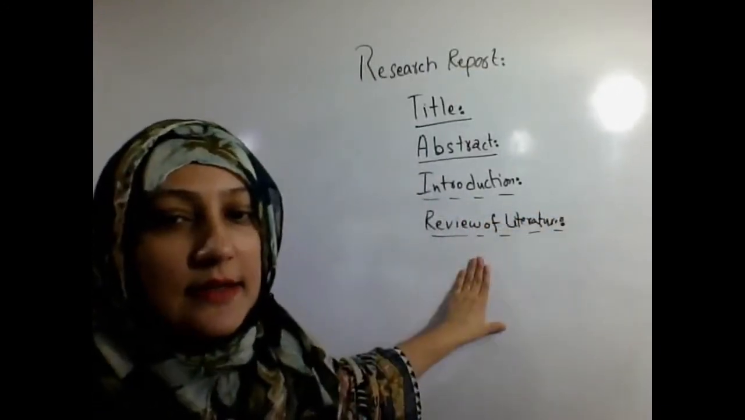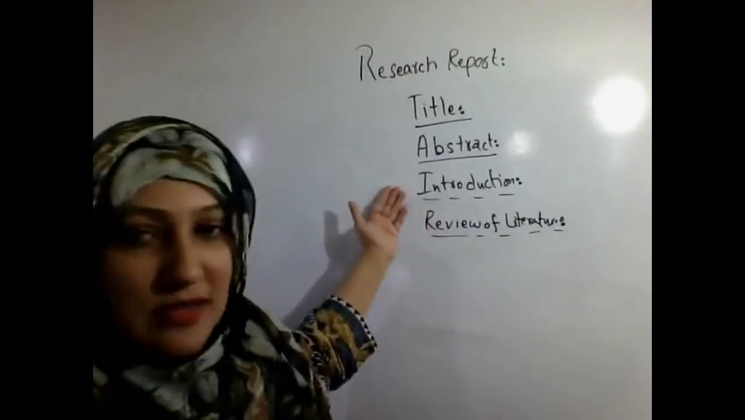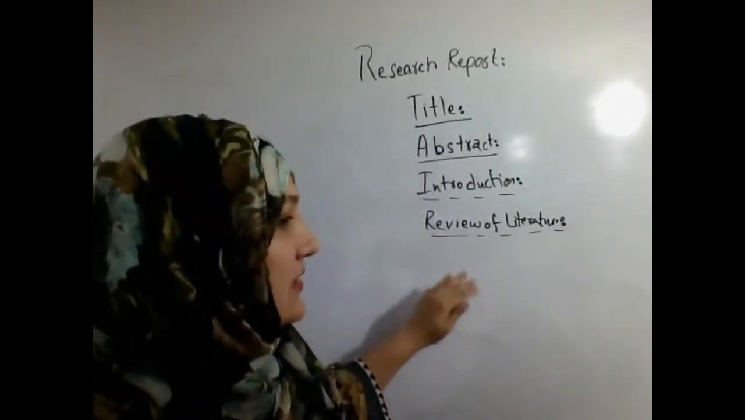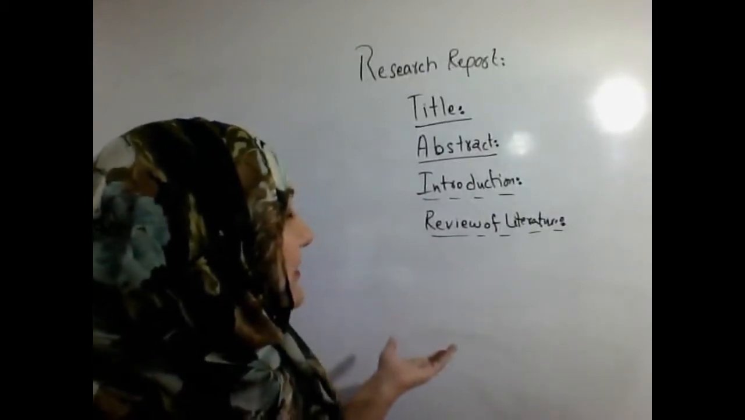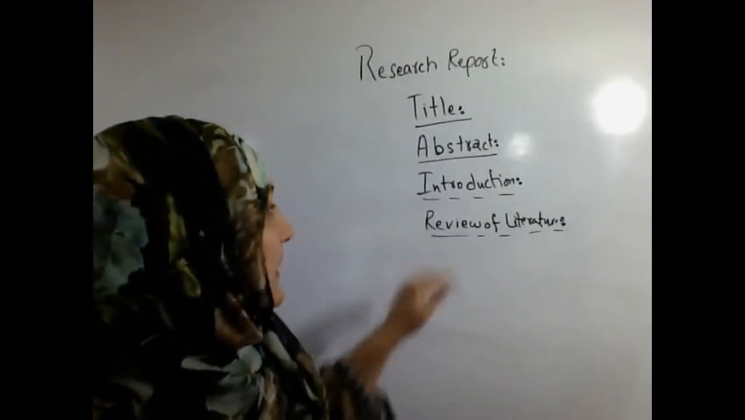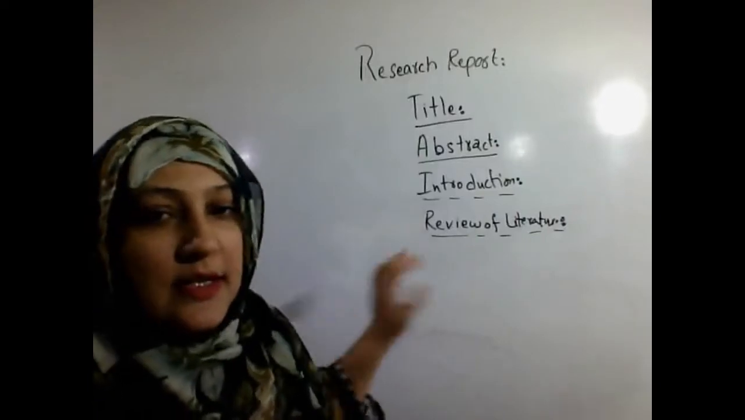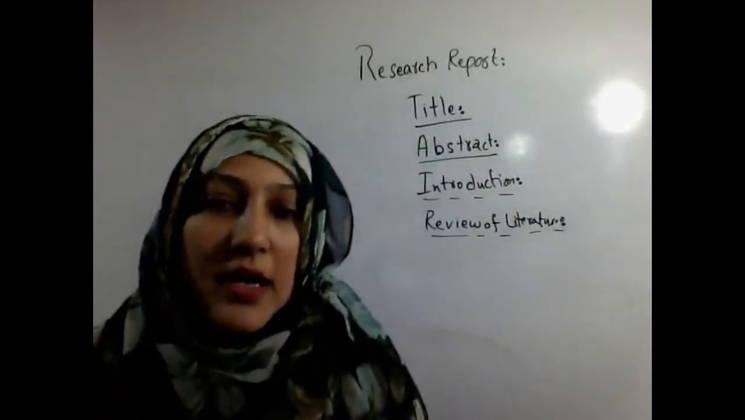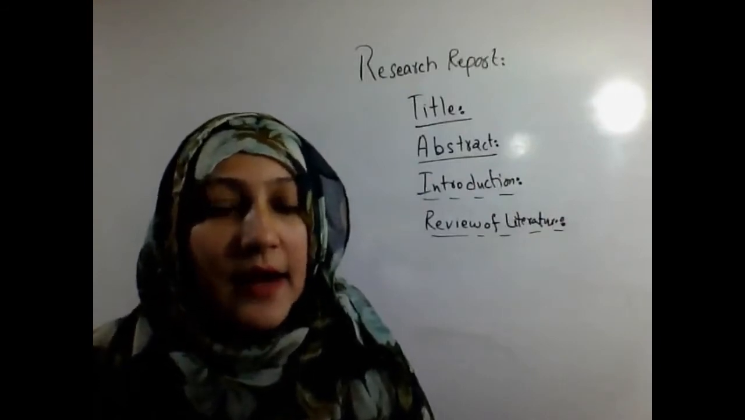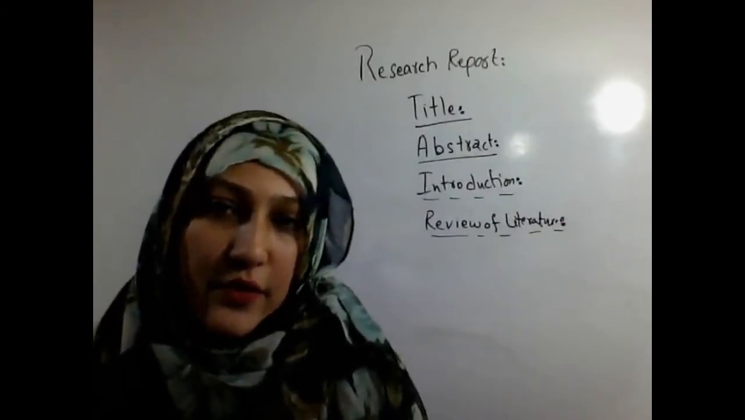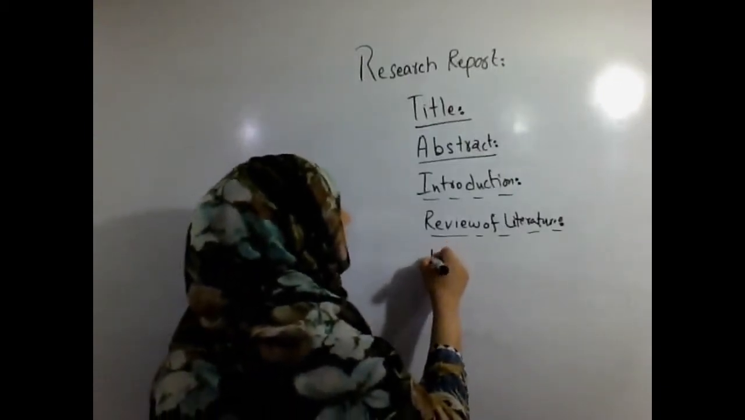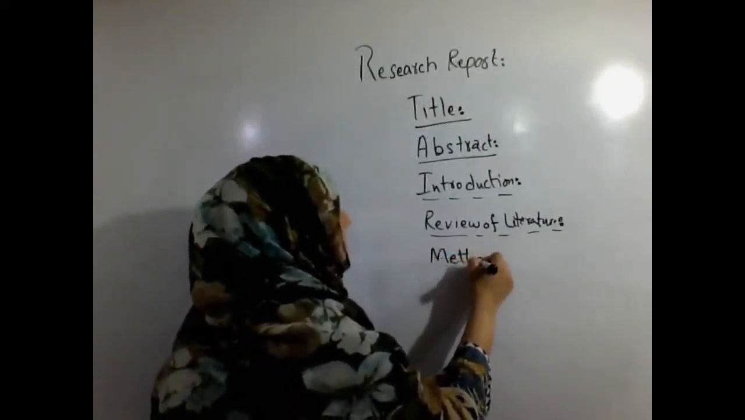It is similar to the introductory part, but it is more elaborated, more comprehensive as compared to the introduction. In this review of literature, you have to write about all the importance of your research report. After review of literature, you have to write the methodology.